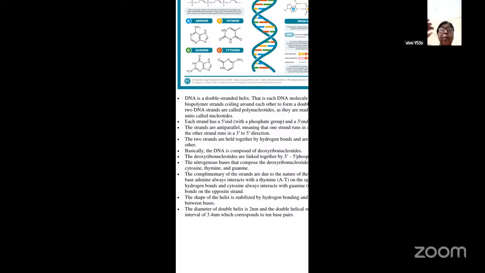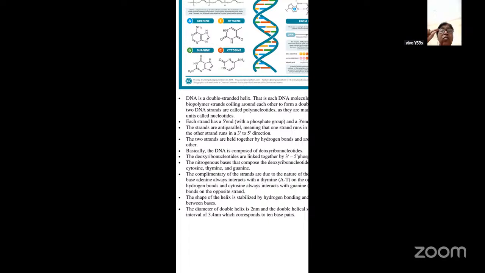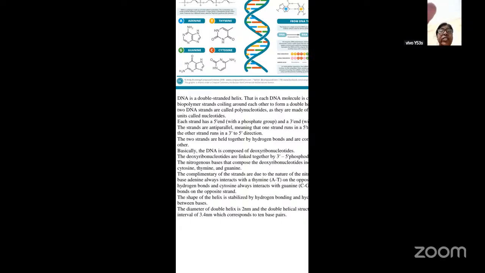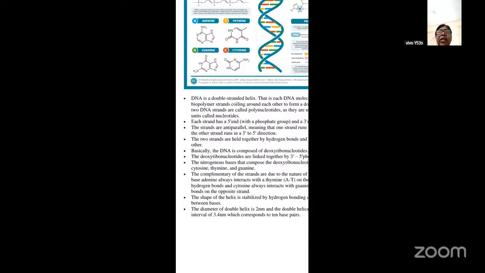And the nitrogenous bases that compose these deoxyribonucleotides, you all know, are adenine, cytosine, thymine, as well as guanine. The complementarity of these strands is due to the nature of the nitrogenous bases. That means adenine always interacts with thymine by 2 hydrogen bonds, whereas cytosine always interacts with guanine by 3 hydrogen bonds. The shape of the helix is stabilized by the hydrogen bonding as well as the hydrophobic interactions between these nitrogenous bases. The diameter of the double helix is 2 nanometers, and the double helical structure repeats at an interval of about 3.4 nanometers, which corresponds to 10 base pairs.